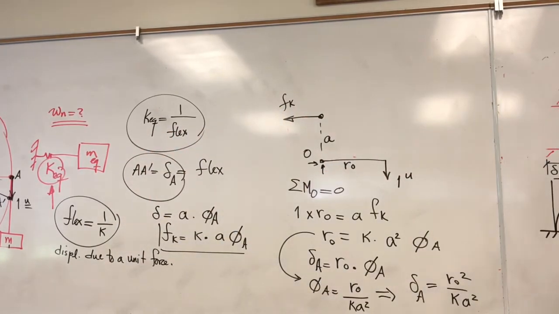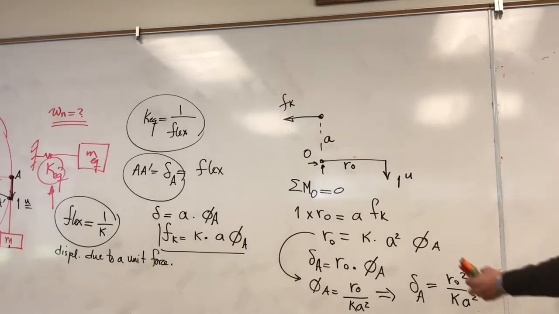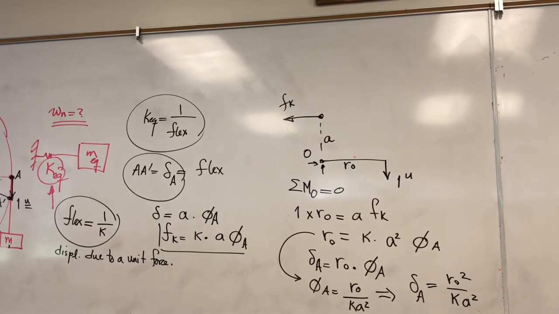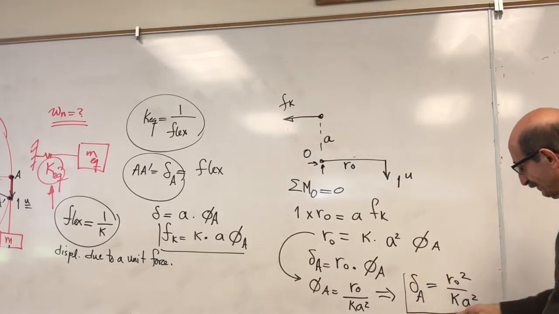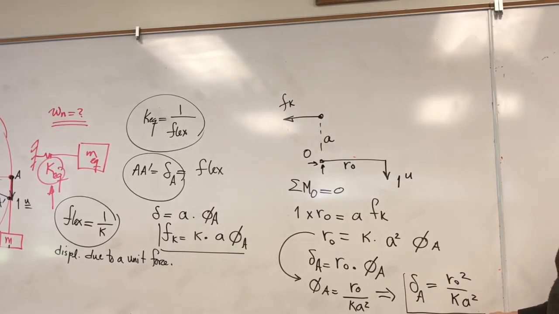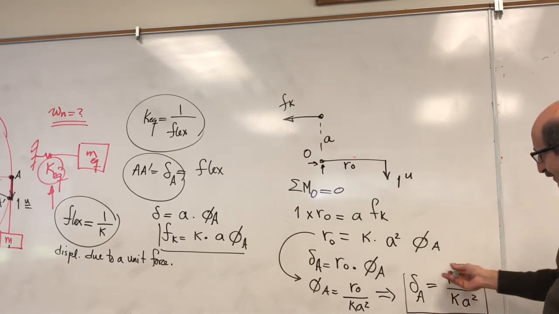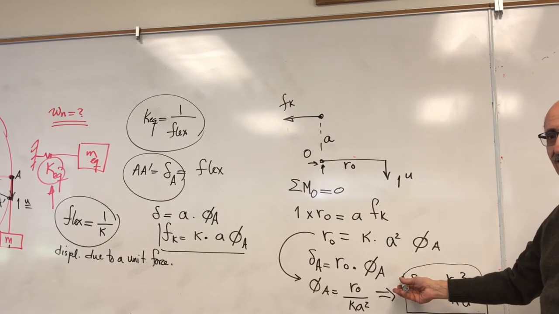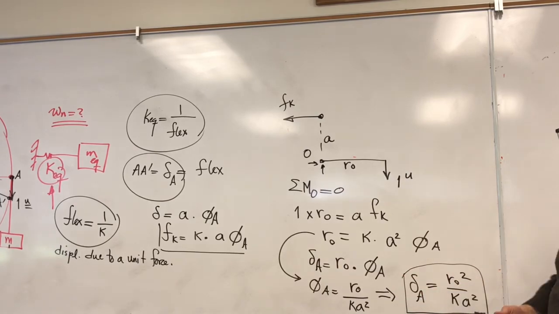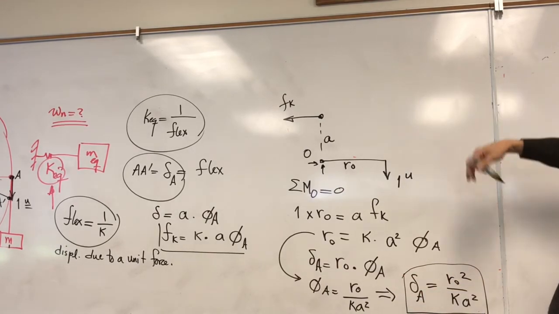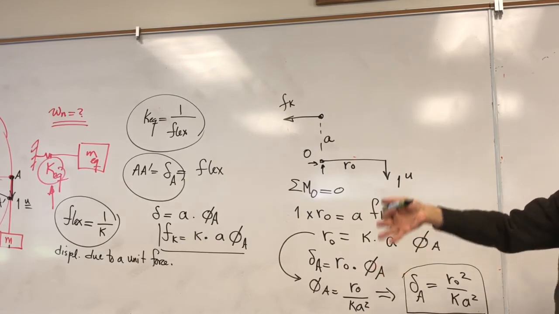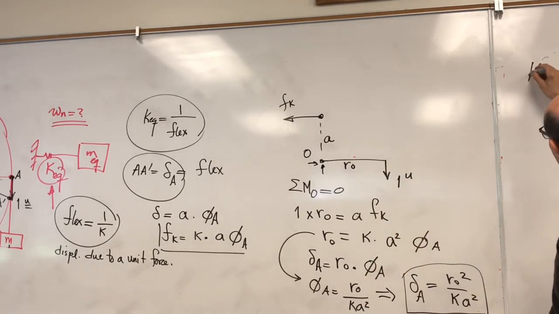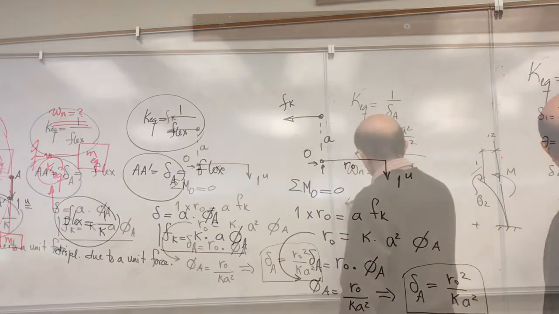What did I say? I said delta A is what? What was delta A? I think you are so tired, cannot wait for the weekend, right? So what is delta A? Flexibility. And flexibility is the inverse of the stiffness. So the stiffness of the system is 1 over delta A.